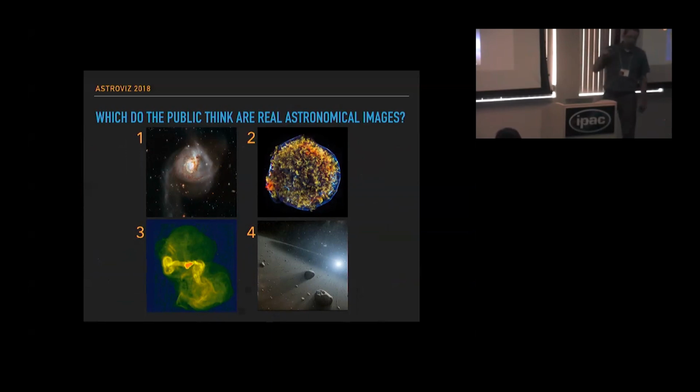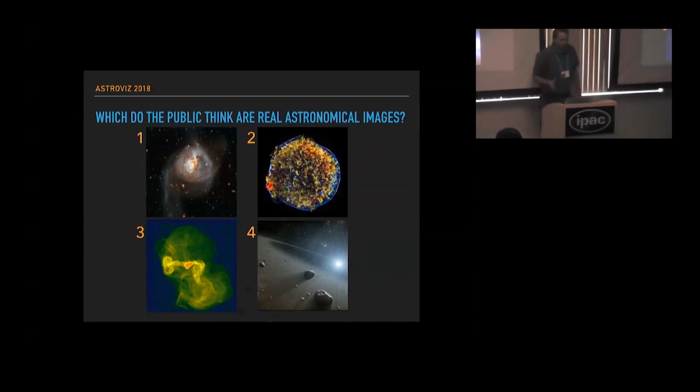But if you ask the public, and Kim, we're going to do this, I think the majority of people will say 1 and 4 are real. They're going to look at 2 and say, that's a Petri dish, right? And 3, well, God knows what radio astronomers were thinking when they did that, right? I'm a radio astronomer, so I get to make fun of them.